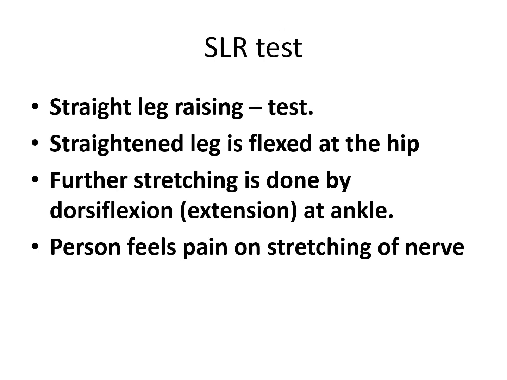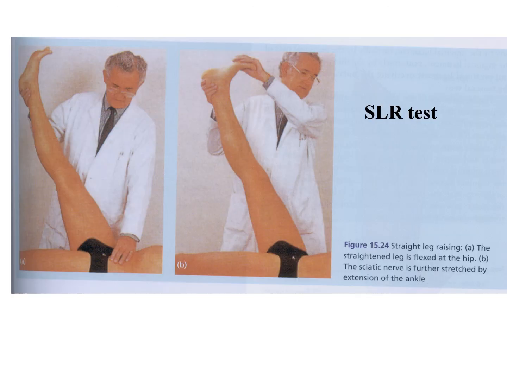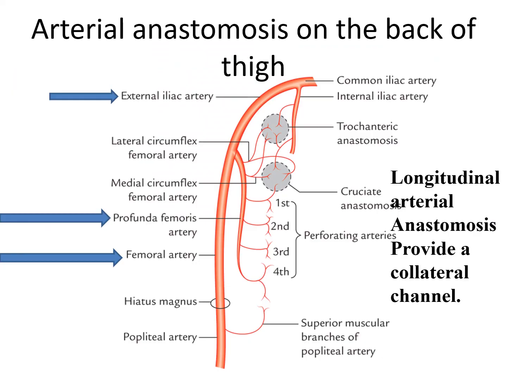SLR is the name given to the straight leg raising test. In this condition, the straight leg raising test is positive if the sciatic nerve is damaged. The straightened leg is flexed at the hip. Further stretching is done by dorsiflexion at the ankle, and the person feels pain on stretching of the nerve. In this diagram you can see the SLR test. The SLR test diagnoses whether the sciatic nerve is damaged or not.